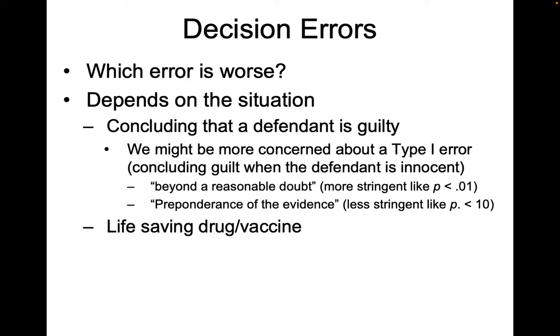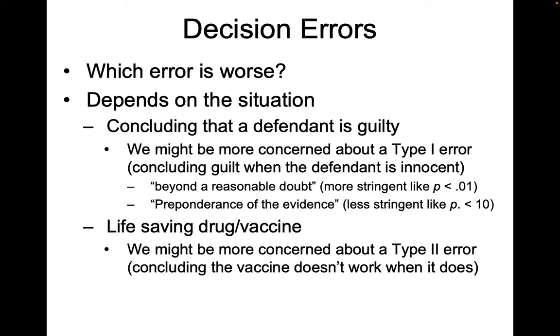In another example, we might think about having a life-saving drug or a life-saving vaccine. Here, we might be more concerned about making a type 2 error, concluding the vaccine doesn't work when it in fact does.